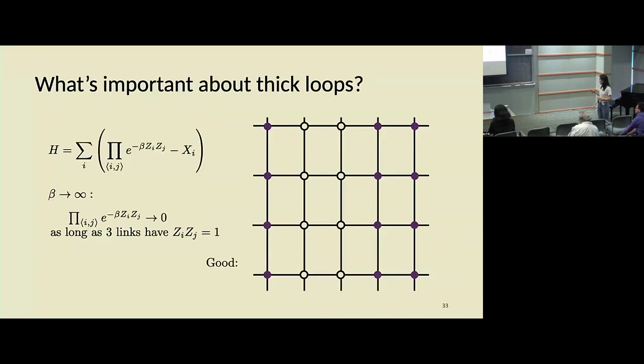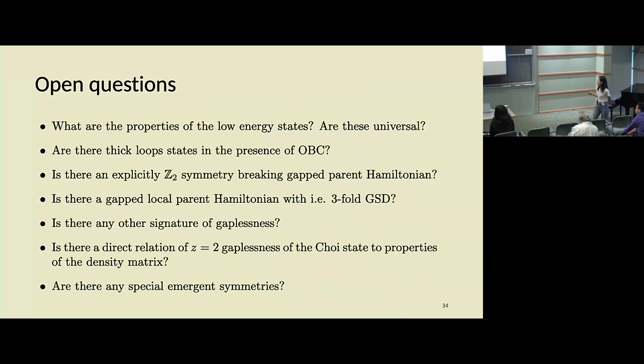But there are many open questions. So we are not sure if these are universal properties. So for any ground state, you can have many parent Hamiltonians. And that's just one of the parent Hamiltonians. And we seem to have a nice 1 over L squared gaplessness here. But we're not quite sure if that's a universal property. And we also don't know if the ground states look like these thick loops and these thick loop waves in the presence of open boundary conditions. Because if you have open boundary conditions, then the argument that I made previously that those were zero energy states no longer quite works.